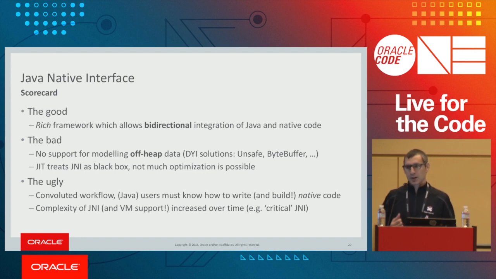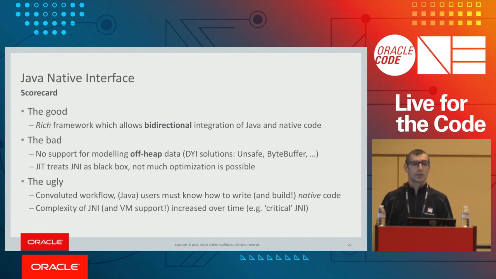So as we have seen, the just-in-time compiler cannot really do much for optimizing JNI code. It has to be prepared for the worst possible case, which is that this native code is going to, I don't know, allocate objects. So it has to set up the machinery so that the GC can actually look into the stack. And the ugly part is really that the workflow is convoluted.